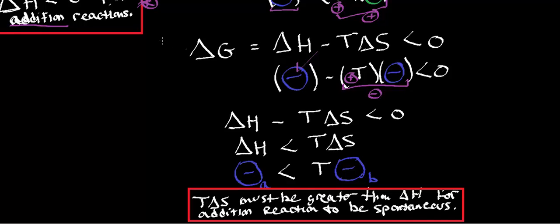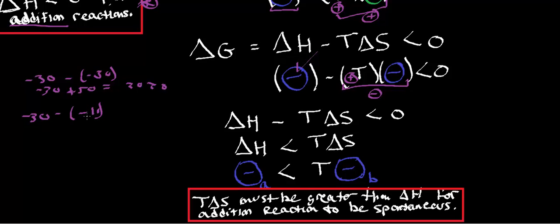It'd be sort of like saying this. If I had, say, negative 30 minus negative 50, well, that's negative 30 plus 50. That's equal to 20, which is greater than 0. That can't be the case. But suppose now instead I had my negative 30, but instead I had, say, a negative 10. Well, then it'd be negative 30 plus 10, which is equal to negative 20, which is less than 0.